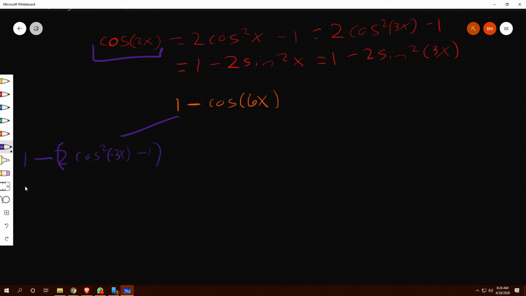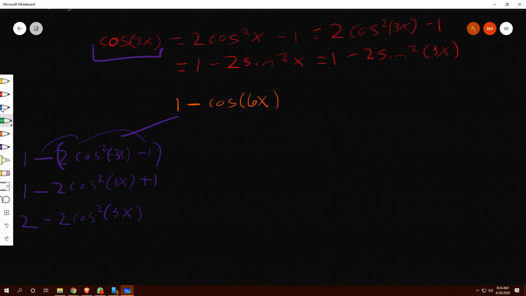All right, if I distribute it, this is going to be a 1 minus 2 cosine squared of 3x plus 1. So this is going to be a 2 minus 2 cosine squared 3x. So I just plugged it right on in what we already calculated. I made sure I put parentheses because there's a minus sign there so I could distribute. I distributed that minus sign and then I combined my ones.